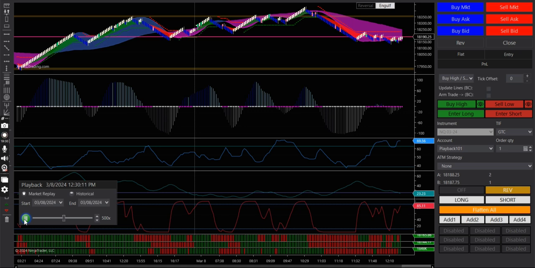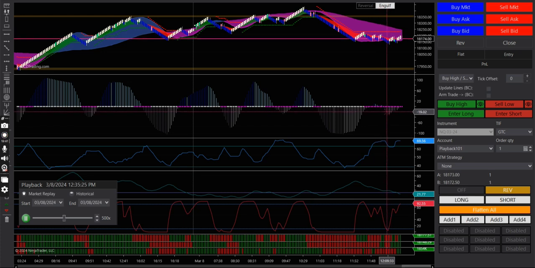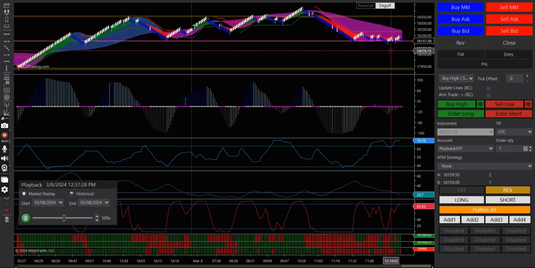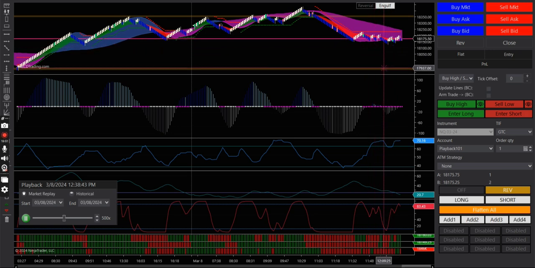So you can see here we're in a choppy market, and my squeeze indicator basically just shows you that we're in a squeeze. And so of course this would be no trade when you're in a choppy market.